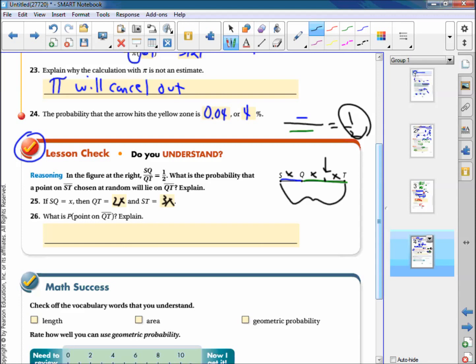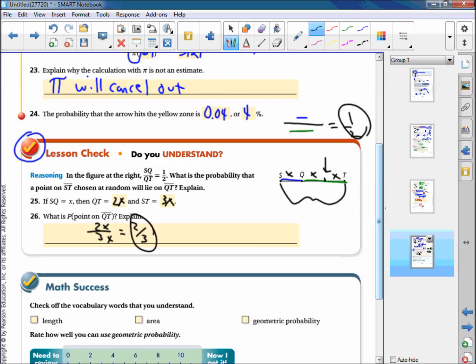So what is the probability of point P being on QT? So the probability of P on QT is going to equal to, let's see, the chance of it being on QT is 2X. The chance of it landing on the whole thing is 3X. So 2X over 3X will give me 2/3. Okay, so there's our probability.